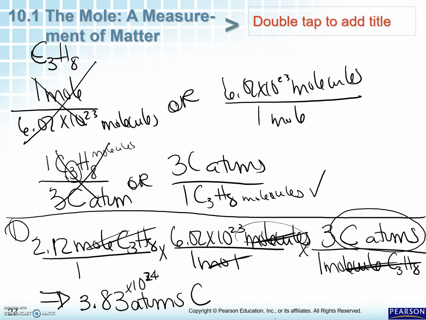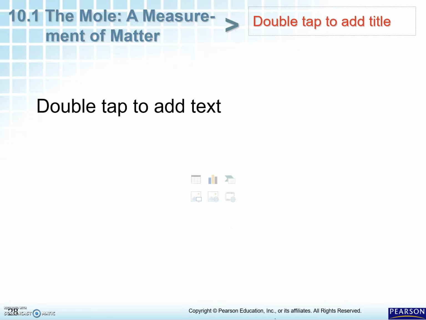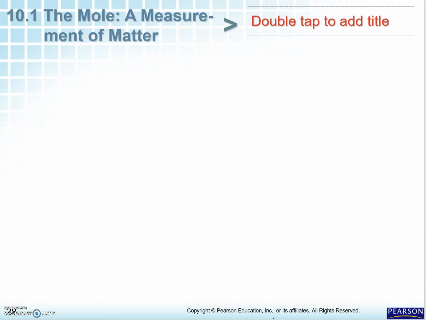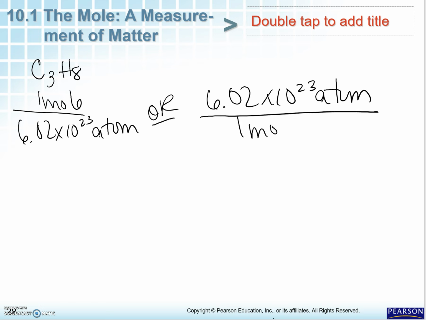Now that we have our atoms of carbon, we have to do the same thing for our atoms of hydrogen. So if we start with the same thing that we had before, we have our C3H8, and again, we're going to write the same conversion factor. So 1 mole is equal to 6.02 times 10 to the 23rd molecules. And we also want to do the same because we don't know which one we're going to need just yet. 6.02 times 10 to the 23rd molecules on top over that 1 mole.